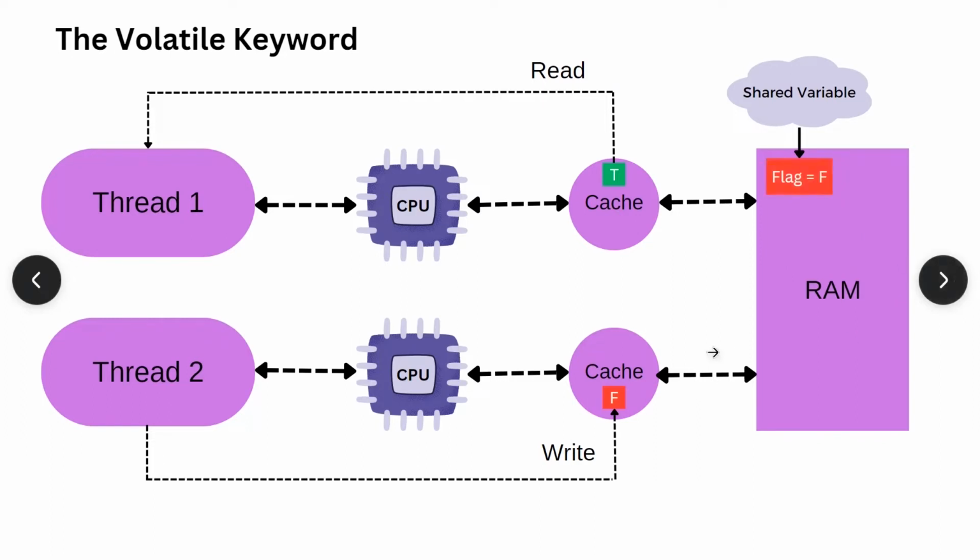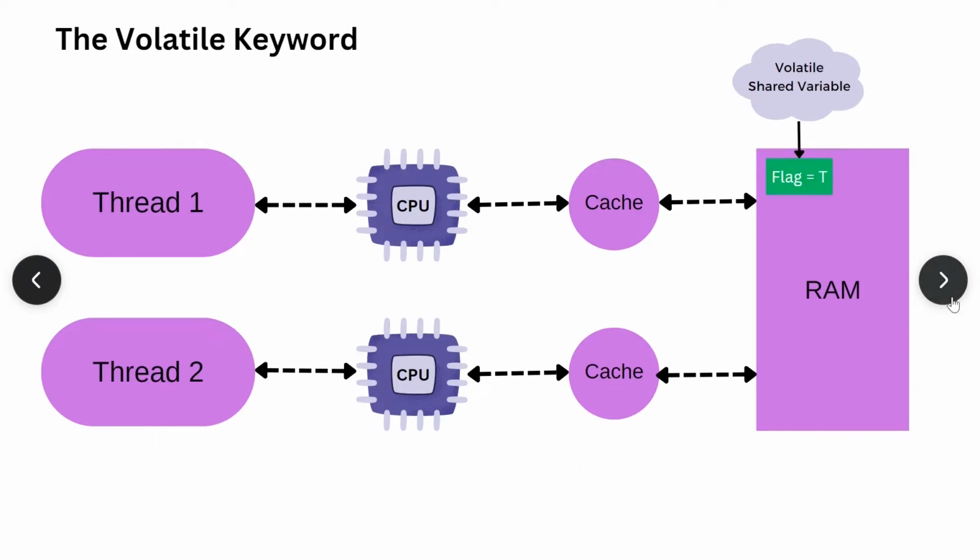Now the next step: it will take some time for this value in the cache to be propagated to the main memory as false, because of the update done by thread 2. But you can see thread 1 still doesn't have any visibility that this flag has actually changed to false. In order to get rid of this problem, we introduce the volatile keyword.